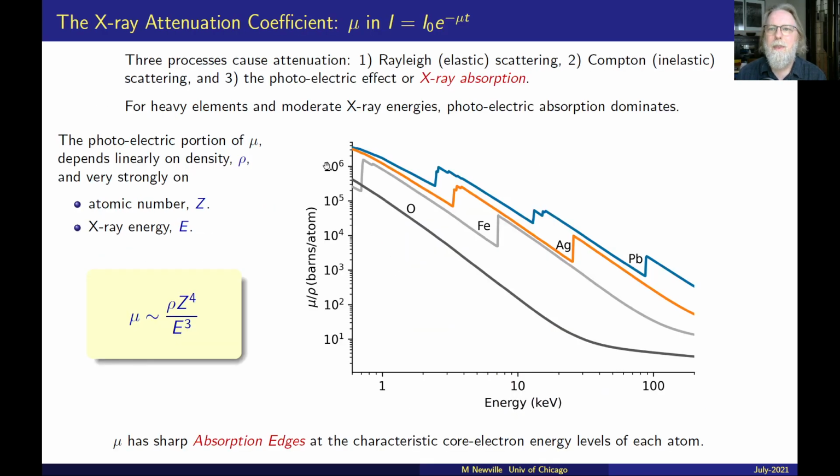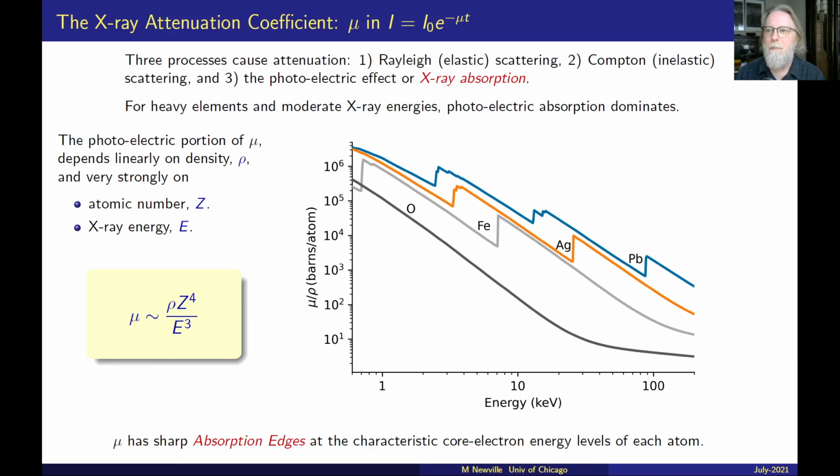And the amazing part of this is that although there are three processes that cause attenuation, there's elastic scattering that can scatter the beam away, and there's Compton or inelastic scattering, and there's the photoelectric effect or X-ray absorption. And for heavy elements, the photoelectric effect or X-ray absorption dominates.